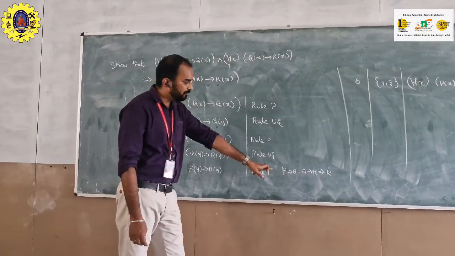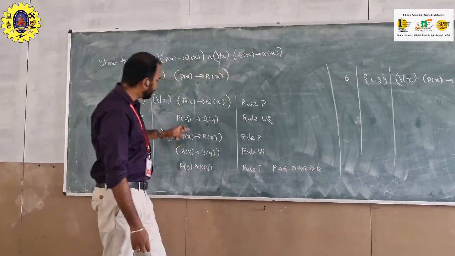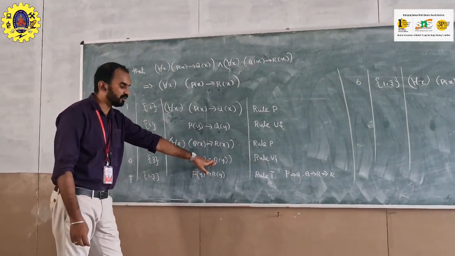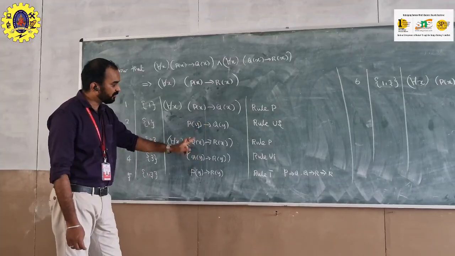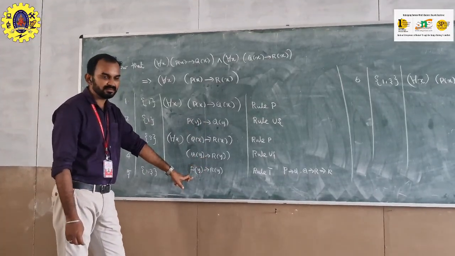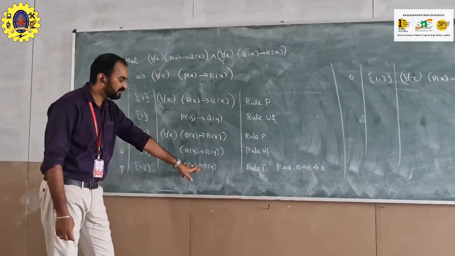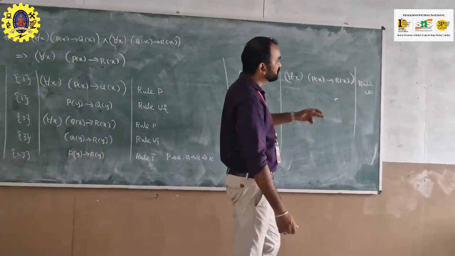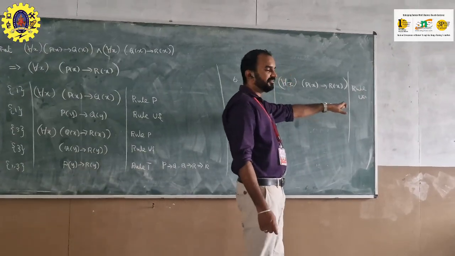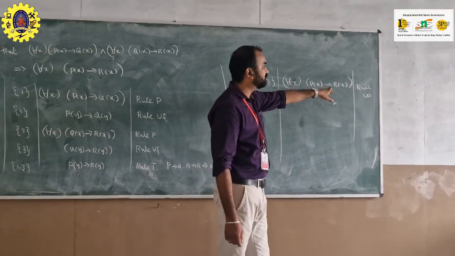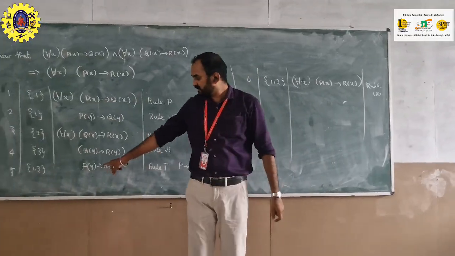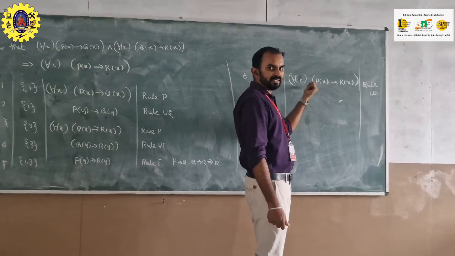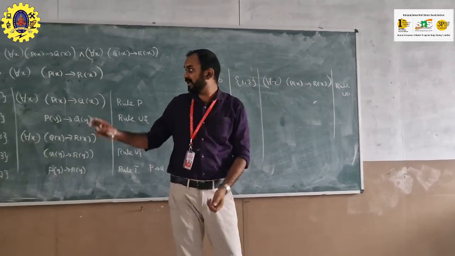We have the formula P → Q, Q → R gives P → R. See, steps 2 and 4: P → Q, Q → R. So by step 2 and step 4, we can write directly P → R, that's why P(y) → R(y). Next, I introduce for all x, so I use rule UG. By using rule UG, we can write ∀x (P(x) → R(x)). Here the variable is y, and I change variable y to x. This is our final answer. Thank you.